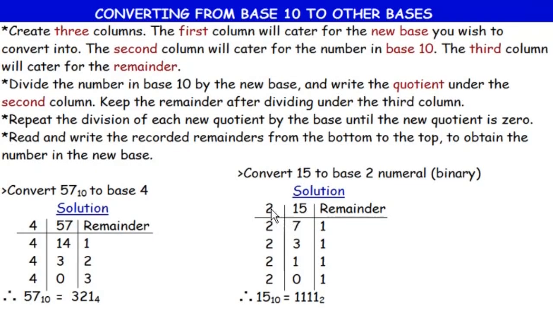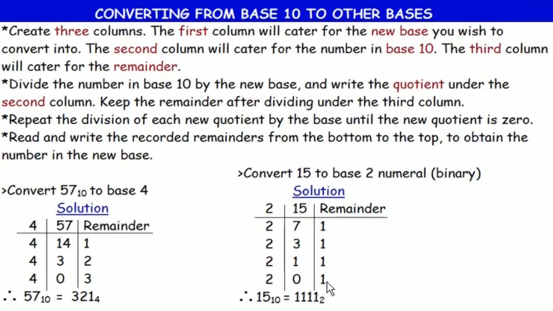And then we repeat the same 2 here, and we divide the 7 by the 2 again. So what is 7 divided by 2? It is 3. Remainder 1 again. What is 3 divided by 2? It is 1. Remainder 1. Sorry, what is 1 divided by 2? It is 0, remainder 1.